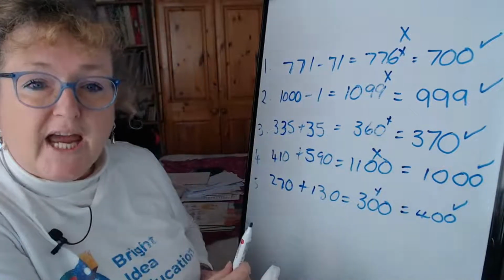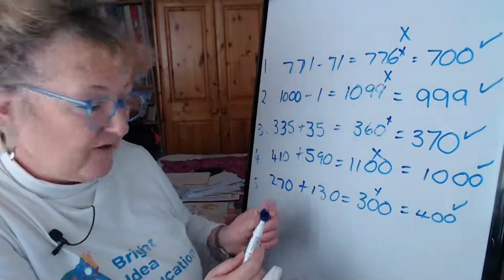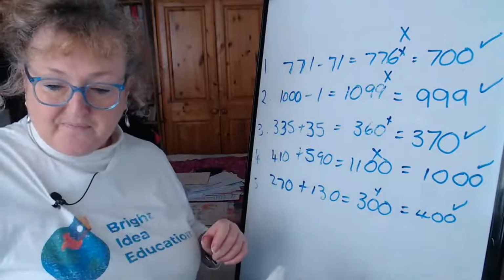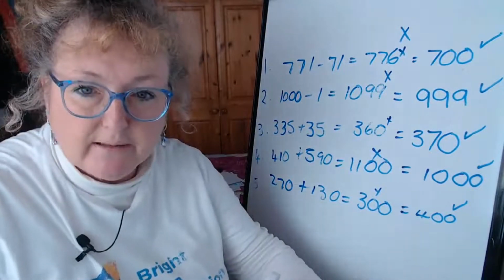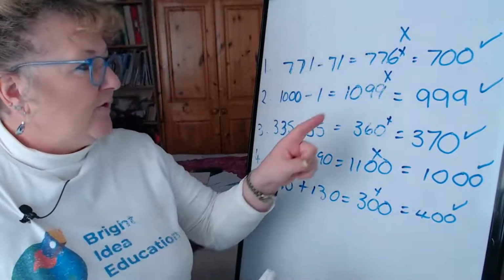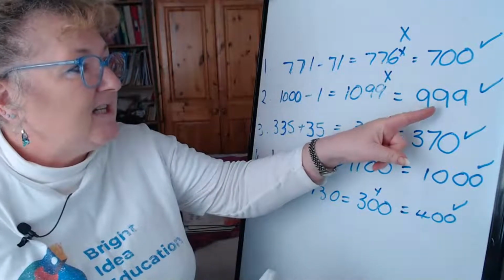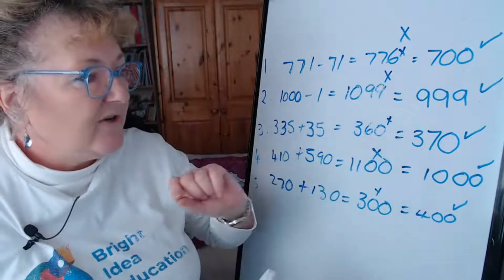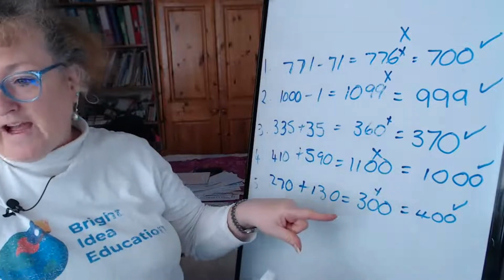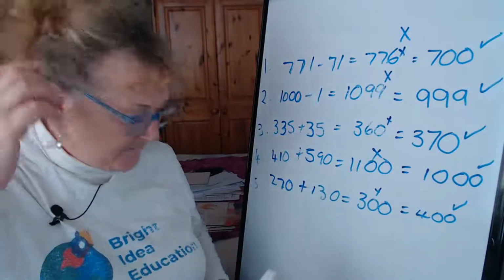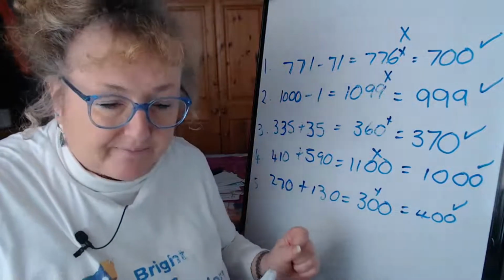So just double check that you got those correct. Double bubble check. So the answer to the first one was 700, then 999, 370, 1,000, and 400. So double bubble check.